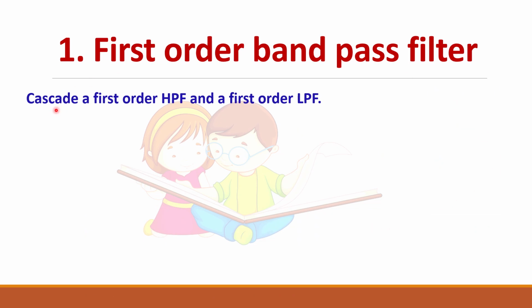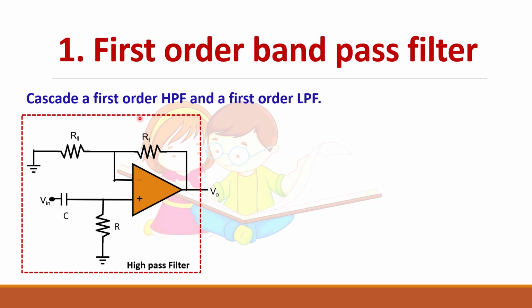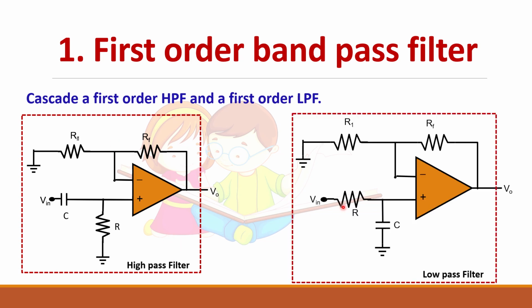So let us see it in terms of circuit. This is the high pass filter, which we have seen already. A capacitor and a resistor are here, connected to the non-inverting pin. We have already seen this in the previous video about high pass filter. Now we have seen low pass filter also already. These are a first order high pass filter and a first order low pass filter. Now we are going to cascade these two.